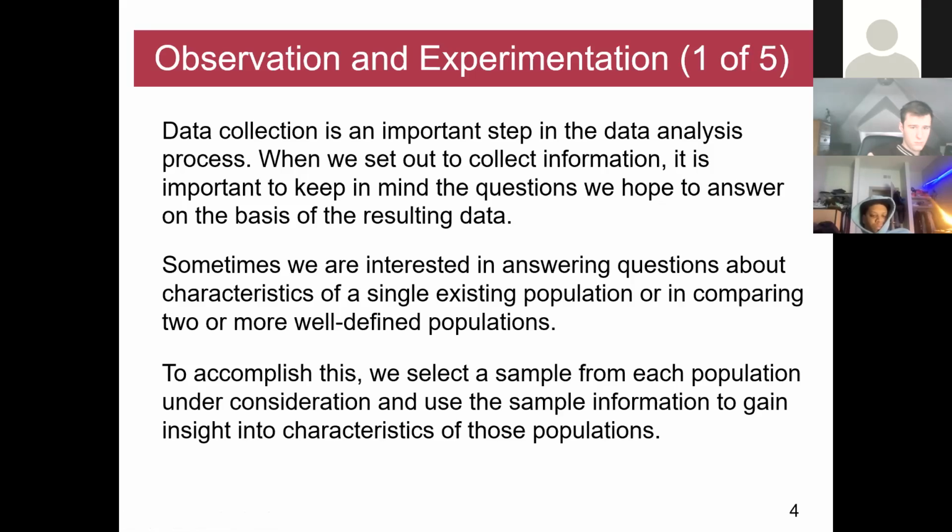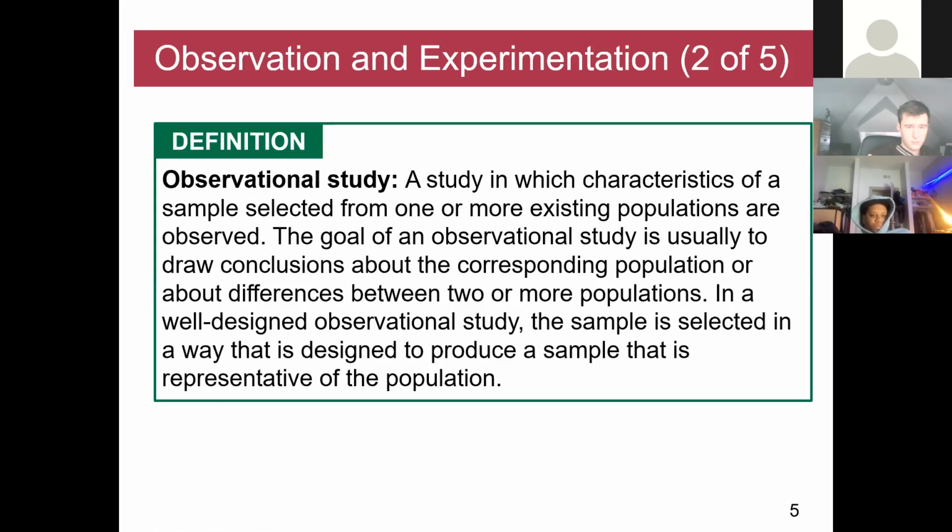Now, if we have to collect samples from more than one population, then we have to do sampling from each of those populations, obviously. All right, now these definitions are important, so that's why I'm stressing to you. Every time I think something's important, I will stress it to you so that you can maybe make some notes so that you know, all right, this is something I have to pay attention to. The definition of an observational study, all right? A study in which the characteristics of a sample selected from one or more existing populations are observed.